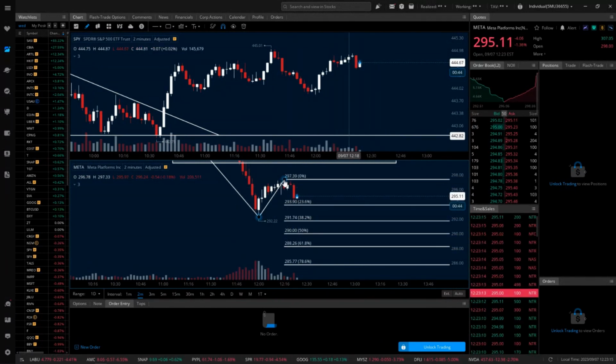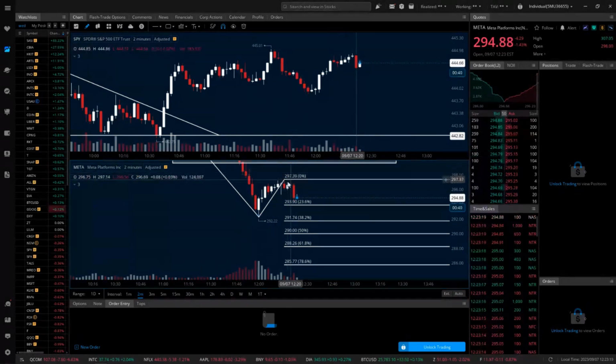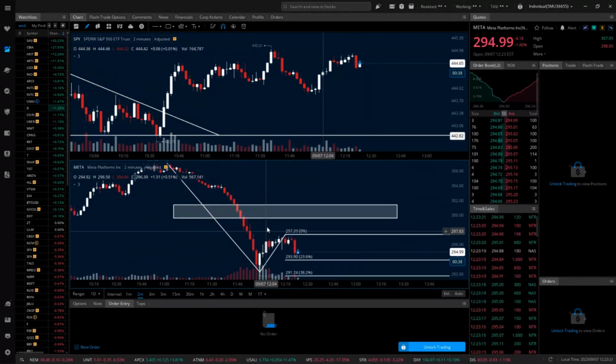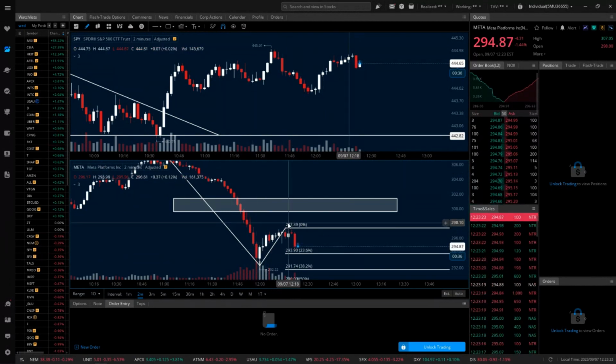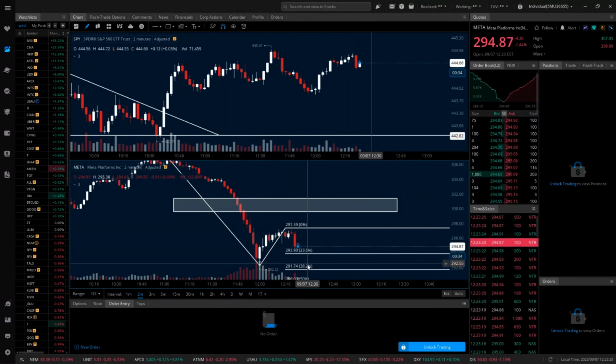So if this retraced up to this level and stopped right there at 297.39, and that was in fact the high of the pullback, right? We get that 25% pullback, and then we typically see H-shaped continuation.